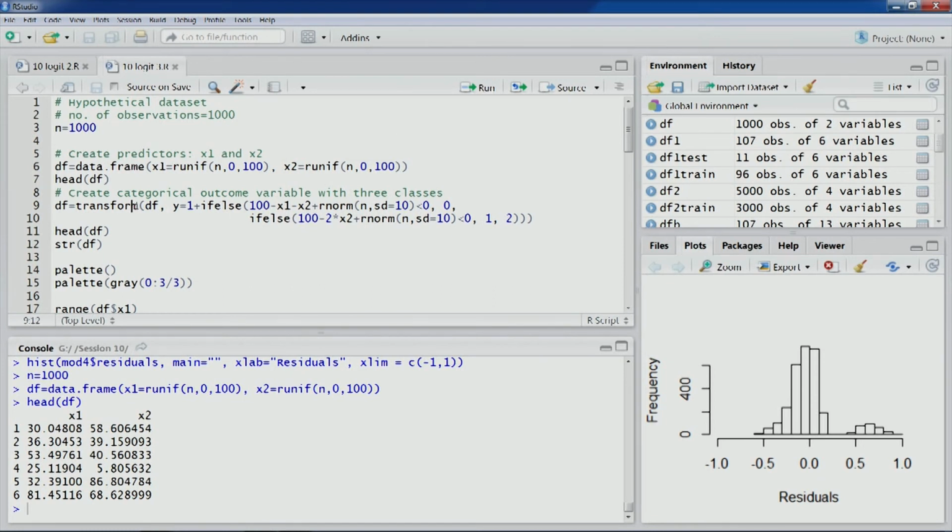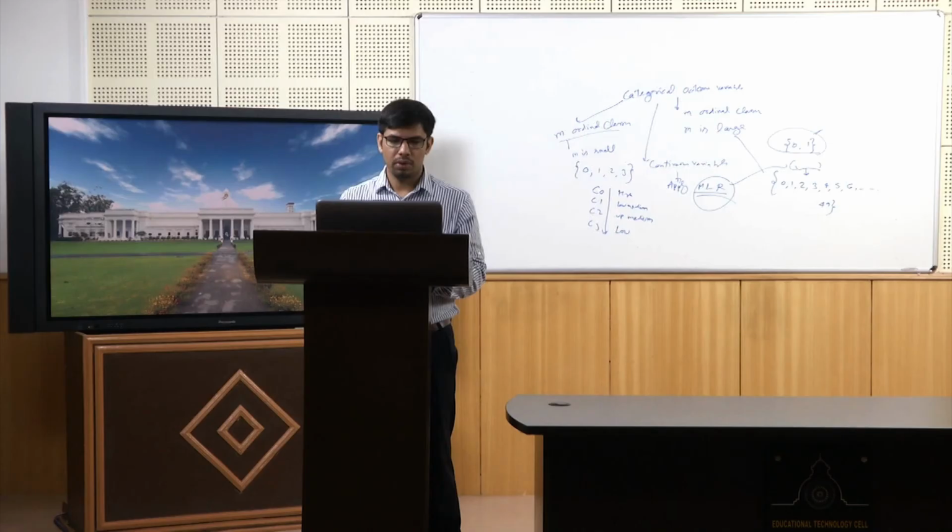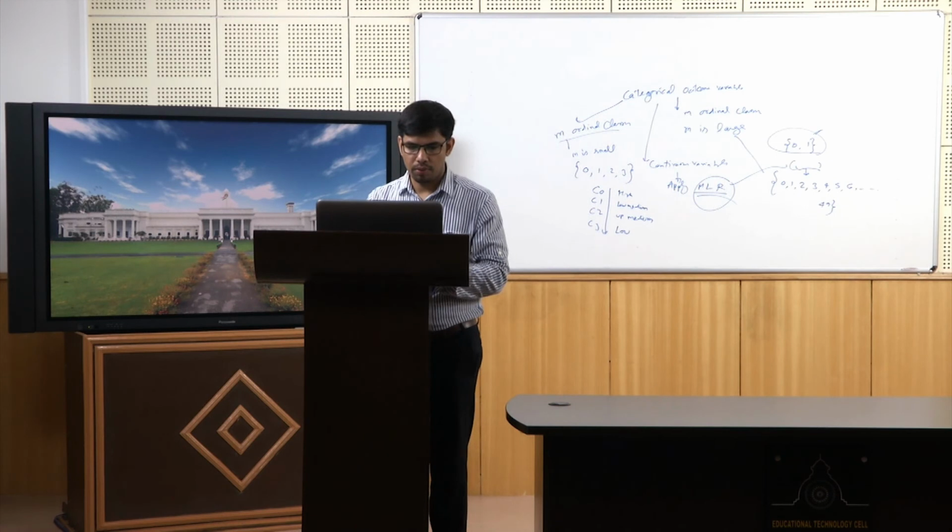Now we will create a categorical outcome variable with 3 classes. This particular data set that we are creating, we are going to use for both scenarios, the multinomial scenario and the ordinal scenario. So this is just for illustration purpose. We are not specifying whether the variable is ordinal or not. We are just going to use it for both scenarios.